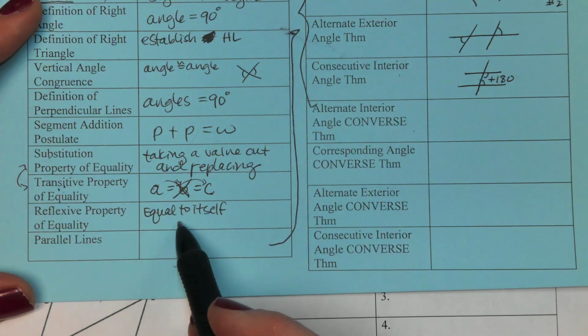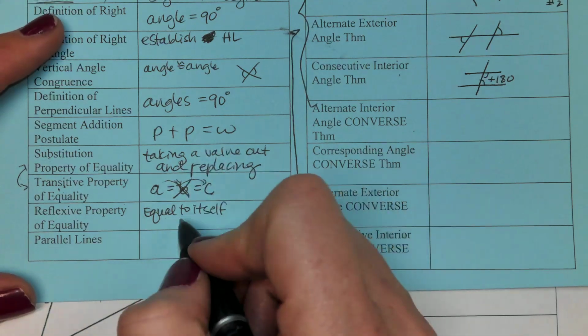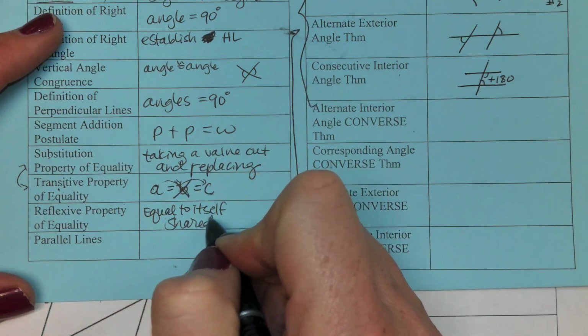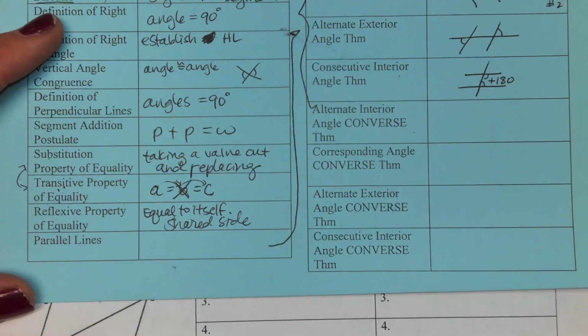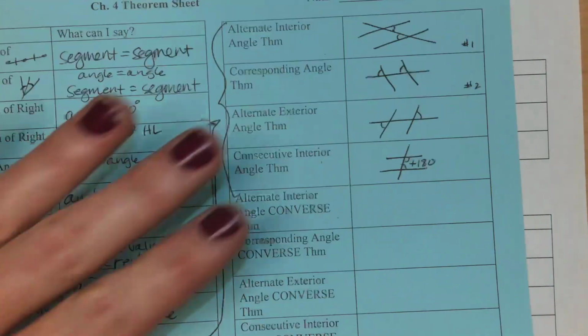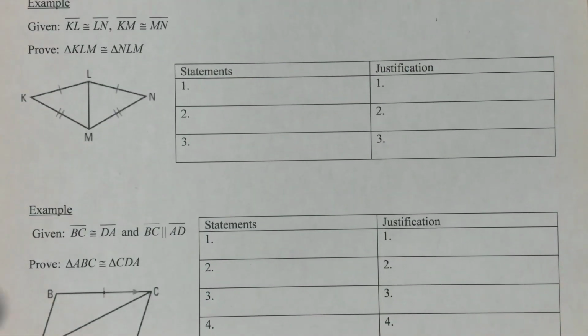Reflexive property, we've talked about that already. Something is equal to itself. That is usually a shared side when we're talking about that. Okay, and then we've got our four types of angles, and now we're going to try our first proof.